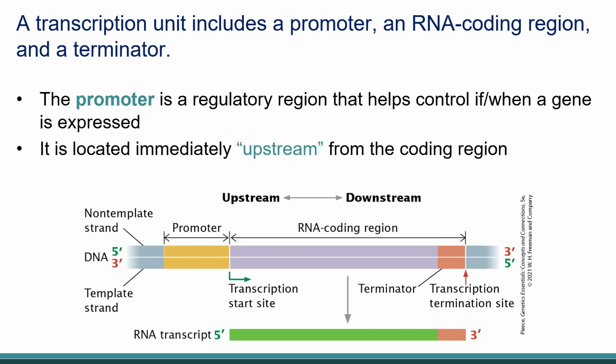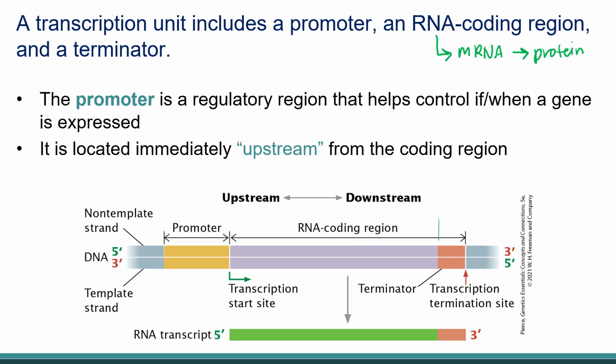Now that promoter region is located upstream of our coding region. Our coding region is the region of DNA that is going to be used to make the messenger RNA that is going to be used to produce your protein or the functional molecule, depending on what type of gene we have. And then downstream or after the end of our specific gene, we have the termination site.